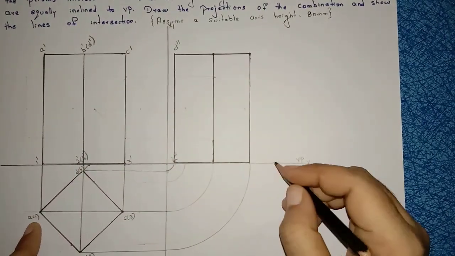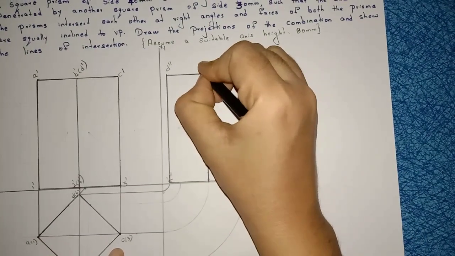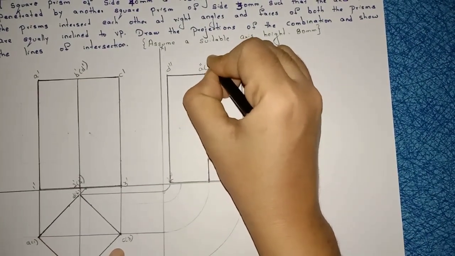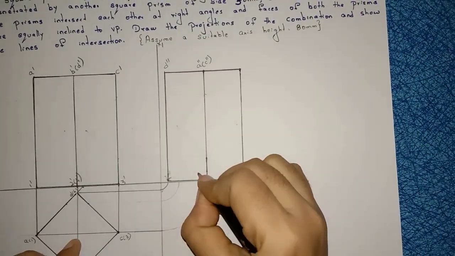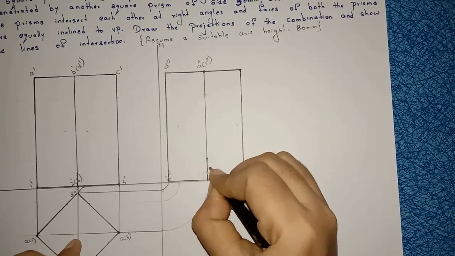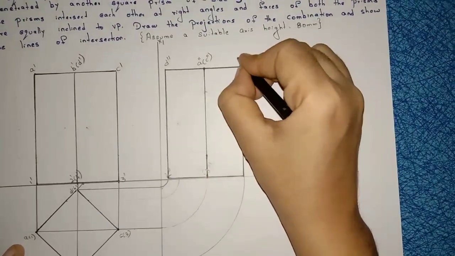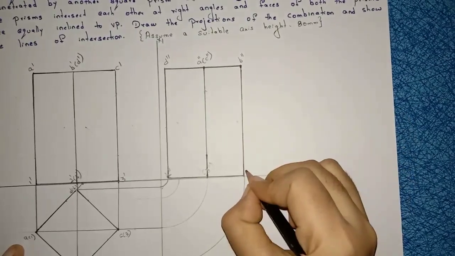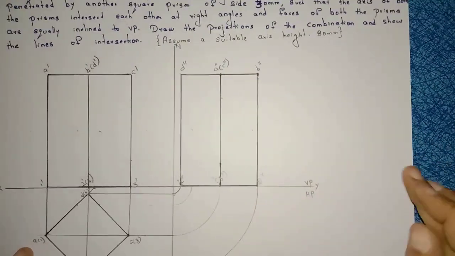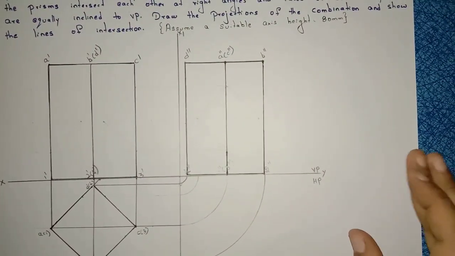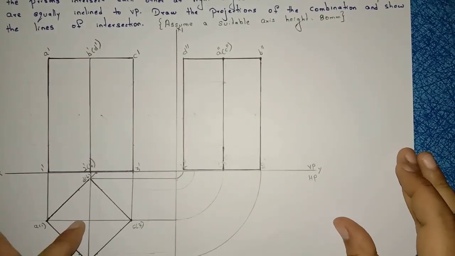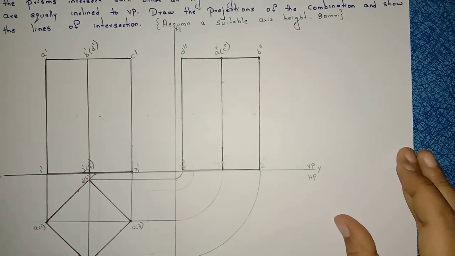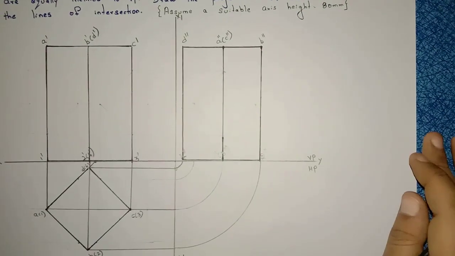right? Then next A and C, write down here A double dash of C double dash, 1 double dash of 3 double dash. Next here B of 2, B double dash 2 double dash, right? So this is your front view, top view, side view, right? Now this is the square prism.